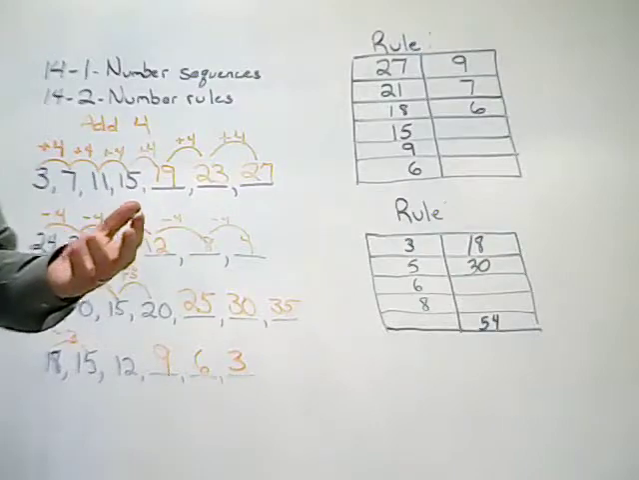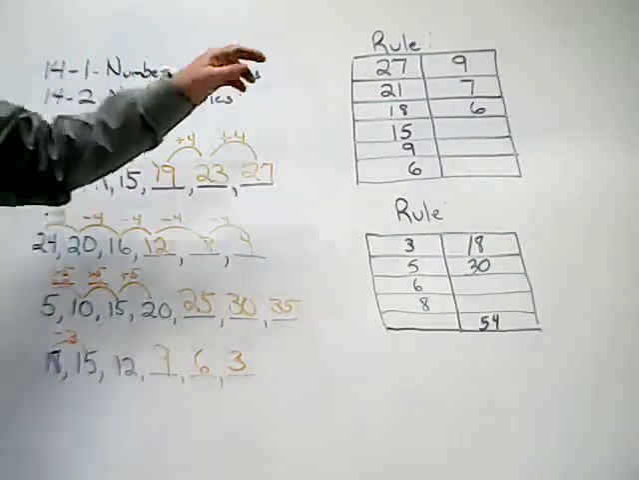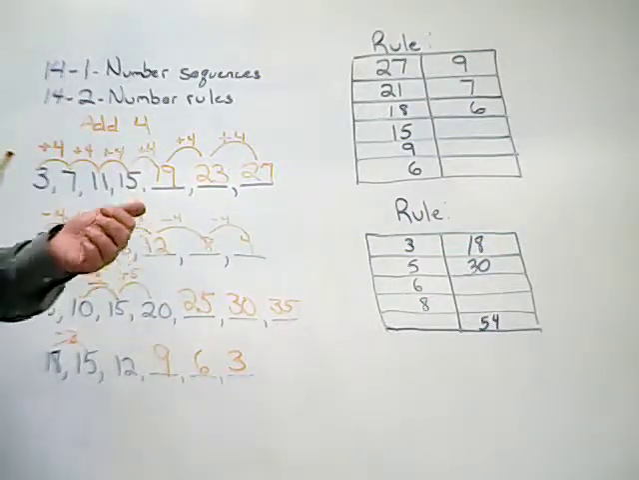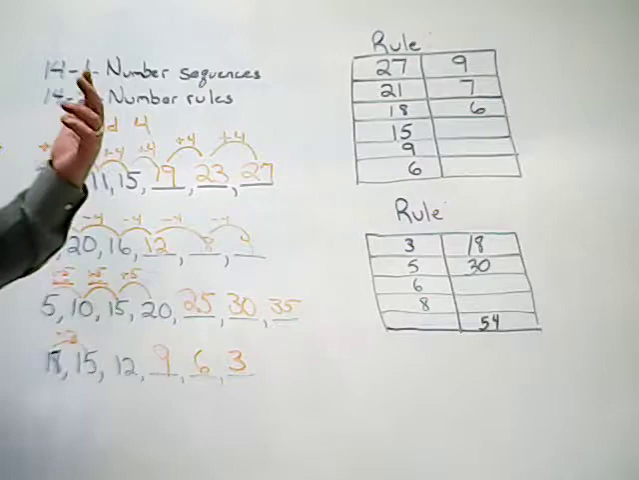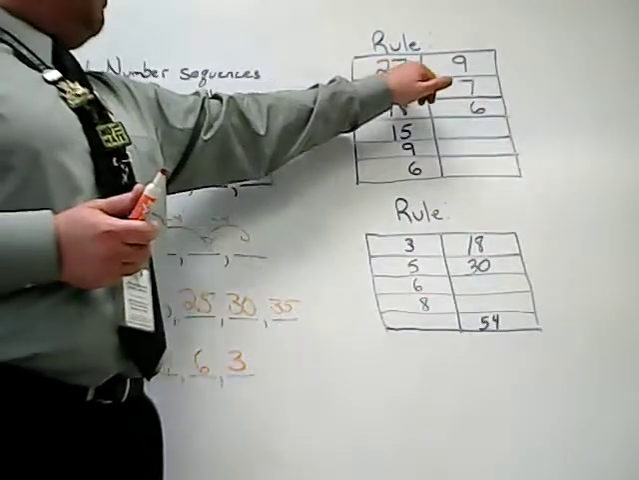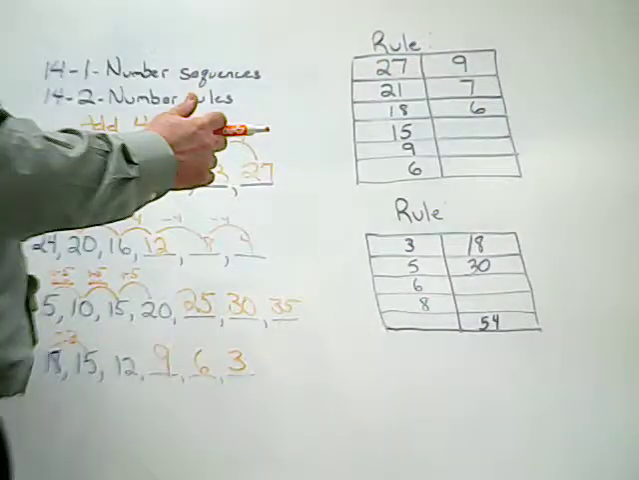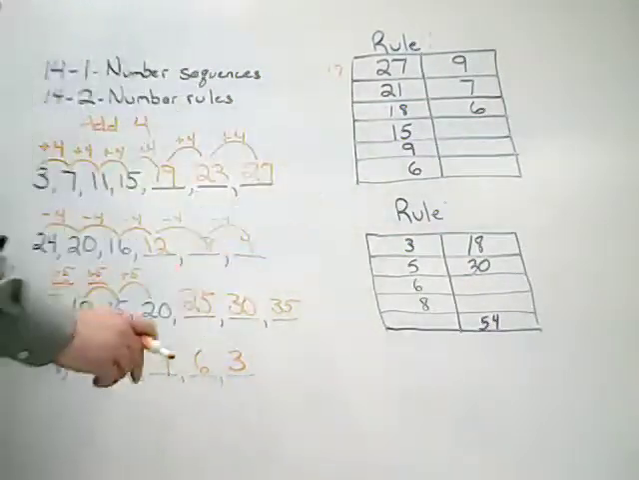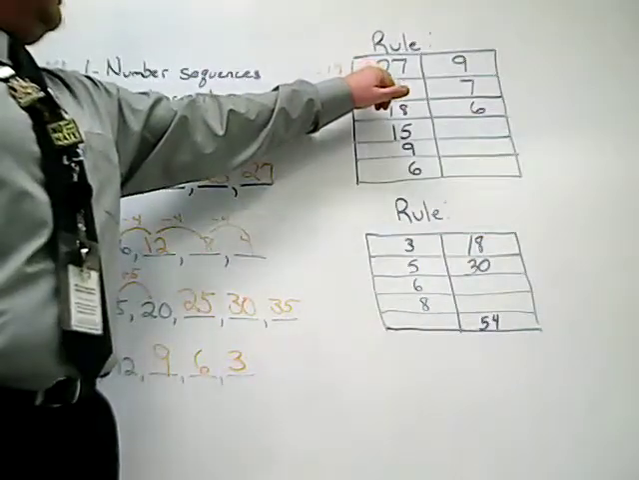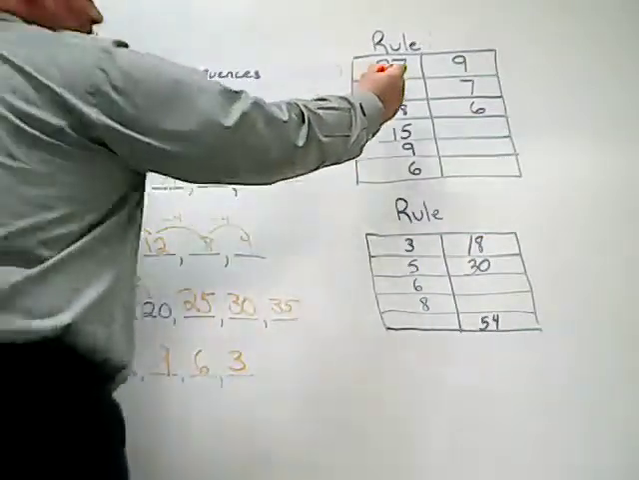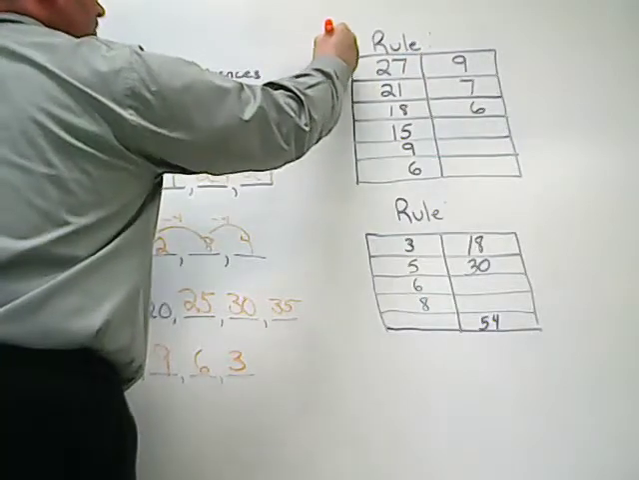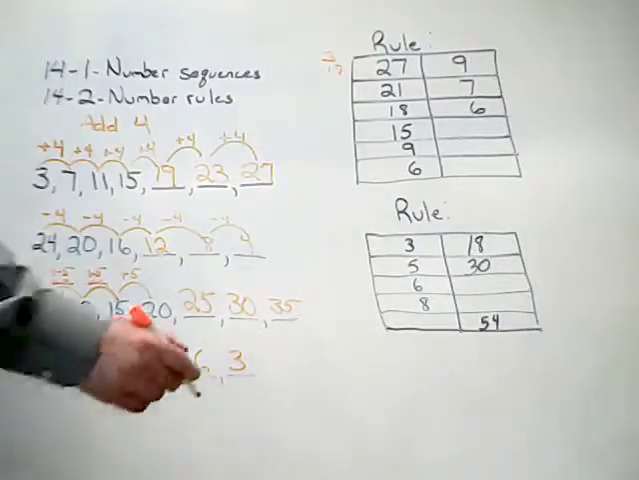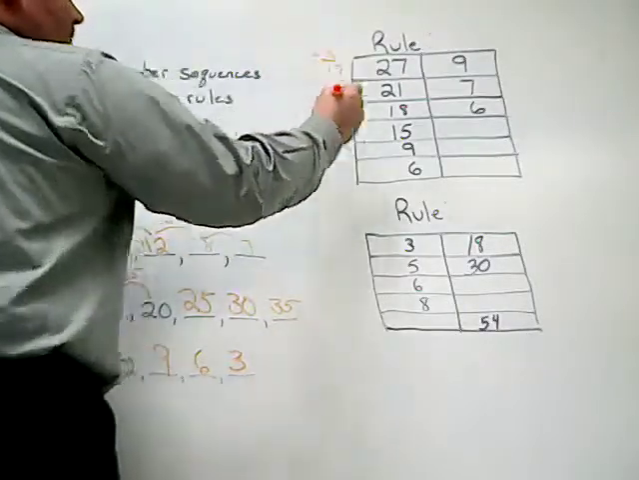Well, how did I go from 27 to 9? I'm going from a big number to a small number, so I could do one of two things. I can either subtract or I could divide. Well, I know that 27 minus 18 is going to be 9. So it could possibly be minus 18. However, I could also do 27 divided by 3 to get 9. So here's an instance where I have two rules. I need to see which one of the two works moving forward.